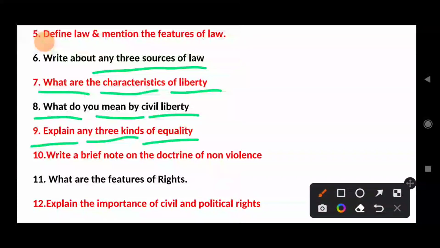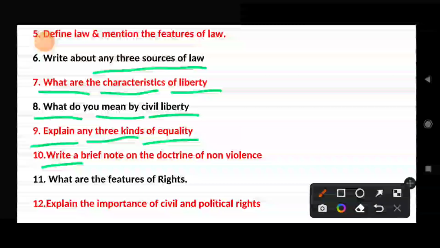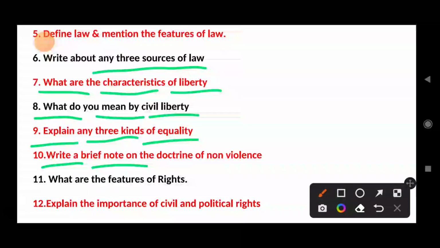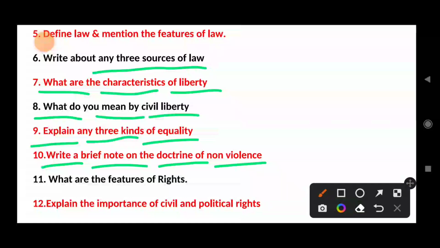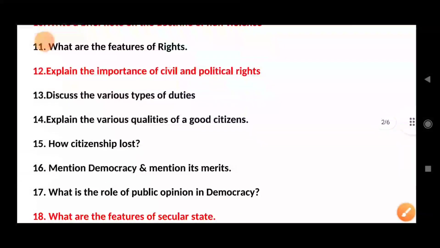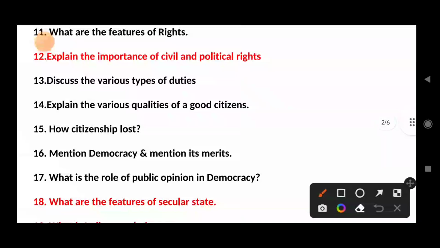Explain any 3 kinds of equality. See, if they ask 3 or 4 like this, you need to mention all of them and describe only 3. Write a brief note on doctrine of non-violence. What are the features of rights? And next, what is importance of civil and political rights?